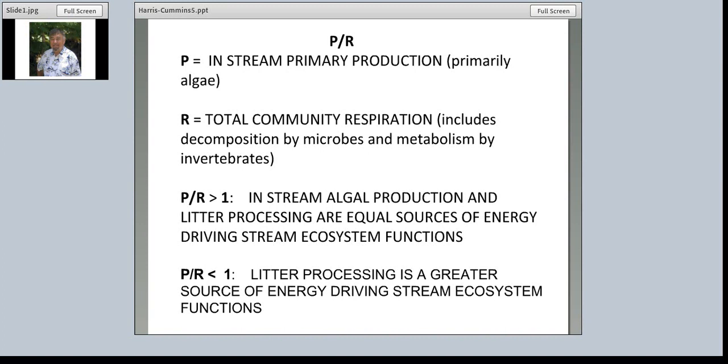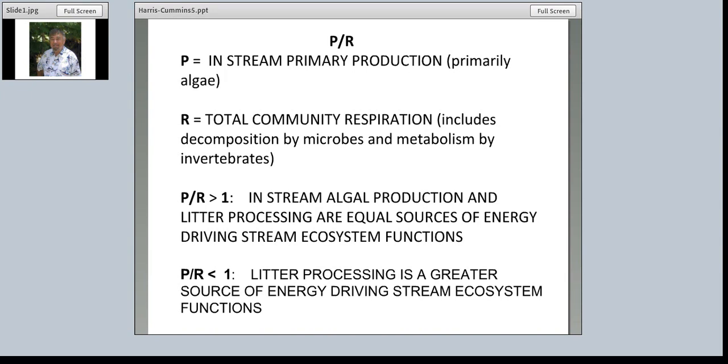Okay. Now, just quickly on the P/R part: the P is the in-stream plant growth, and we're using primarily algae in forested streams, and R is the total community respiration. Really, the measure here is the rate at which the litter that comes from a riparian zone is processed or turned over, in other words, that organic matter incorporated into stream processes. If the P/R is greater than 1, then basically the algae are winning. If the P/R is less than 1, basically the litter is winning in terms of driving the energy transfers in the stream ecosystem. So if it's equal, they're balanced. Greater than 1, the algae are dominant. Less than 1, the litter is dominant.